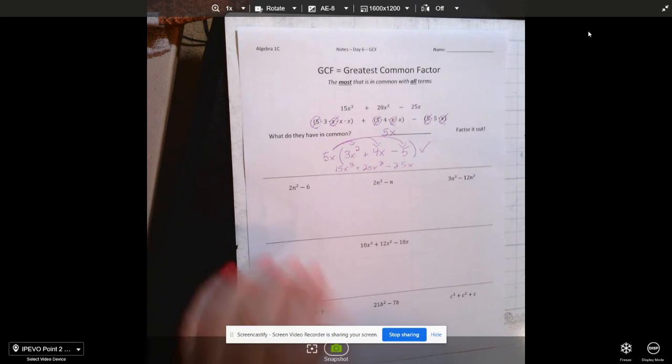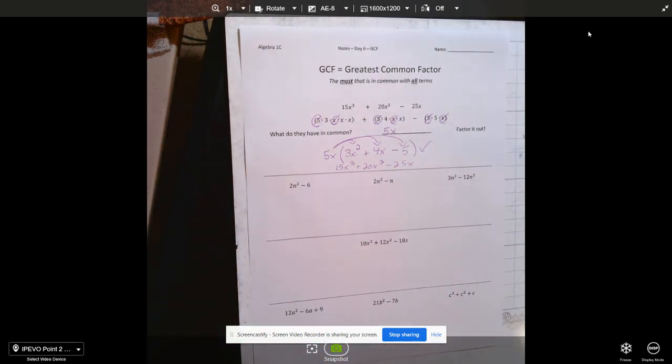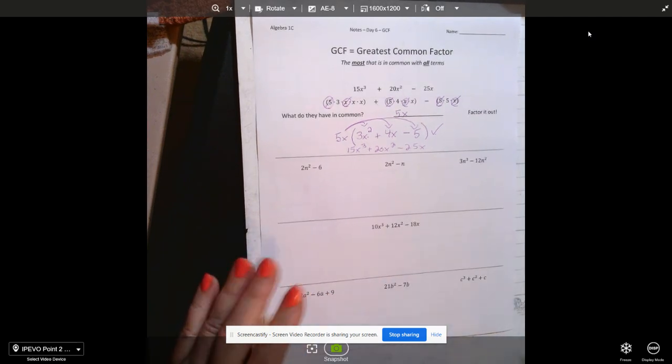So go ahead and put the video on pause and see if you can do these three yourself. All right, let's see if you did them right.